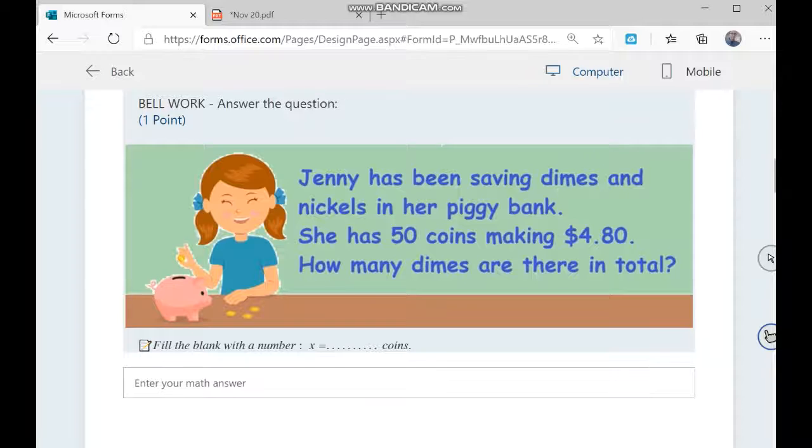But before, I want to try to solve this bell work. Thank you, Jan. I want you to send your guesses. What do you think is going to be the answer for this bell work? Jenny has been saving dimes and nickels, only dimes and nickels. She has 50 coins. The total is $4.80. How many dimes are there in total? Type your guesses.